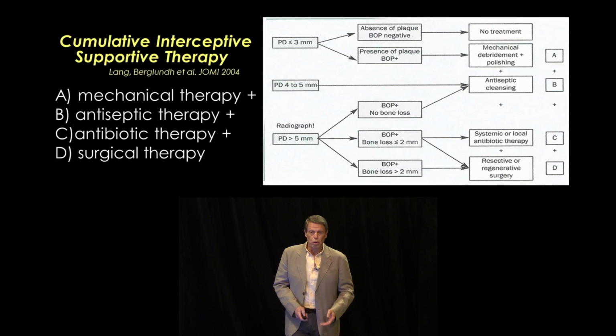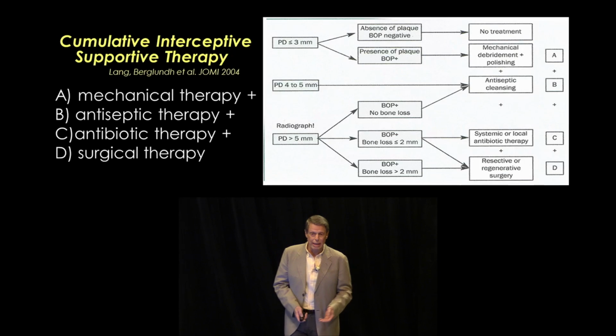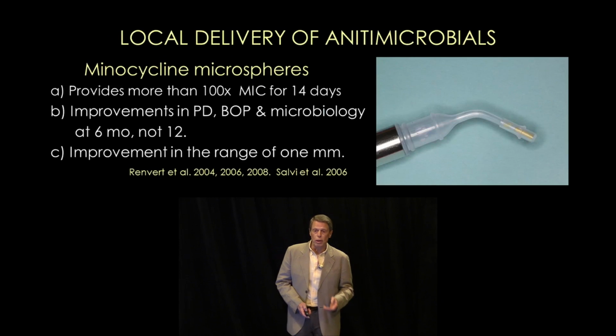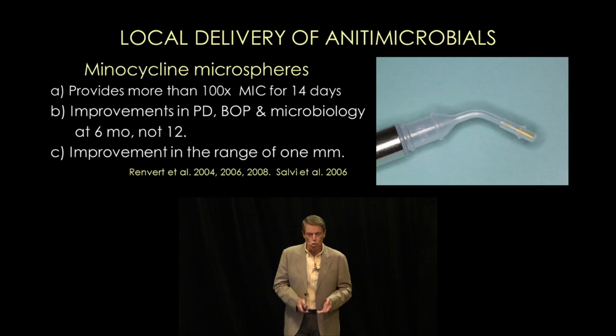And if that doesn't work, we subsequently go to treatment C, which is antibiotic therapy, which can be local or systemic. But we first start with local. What we're going to recommend for local antibiotic therapy is minocycline microspheres, or Arestin.